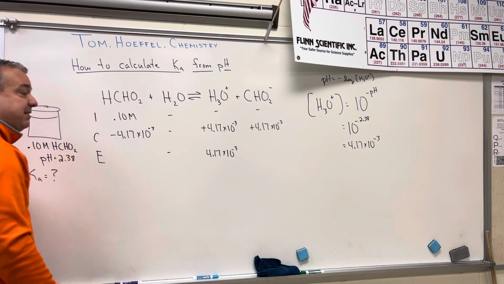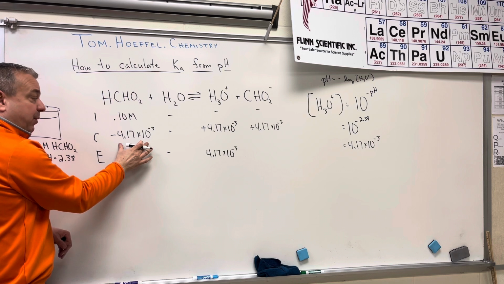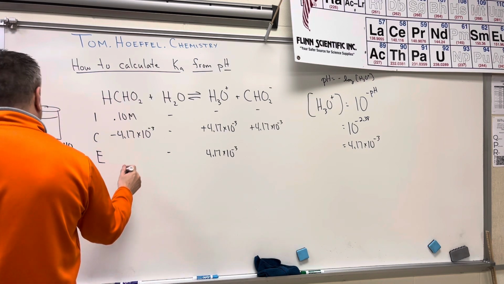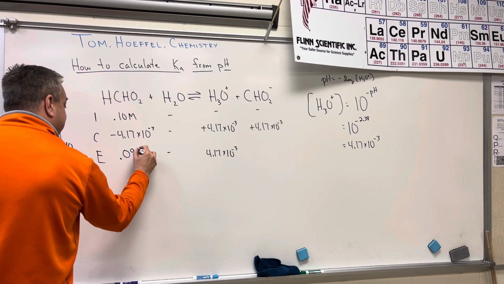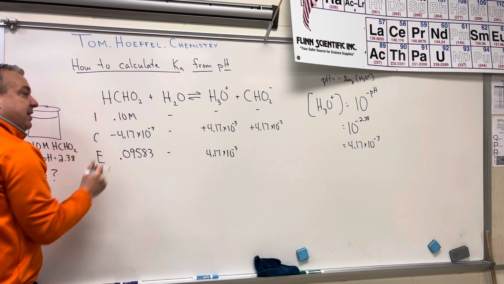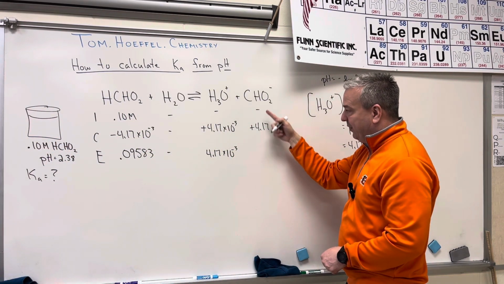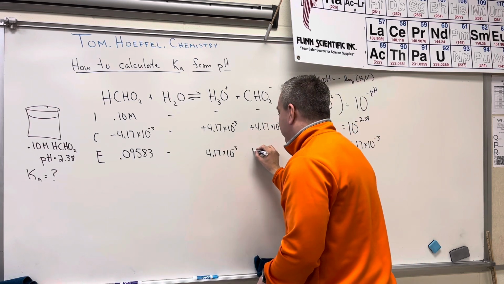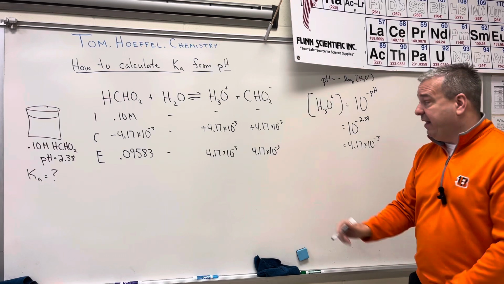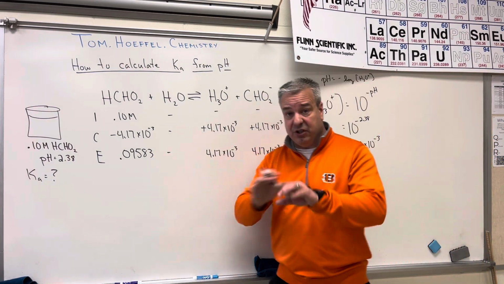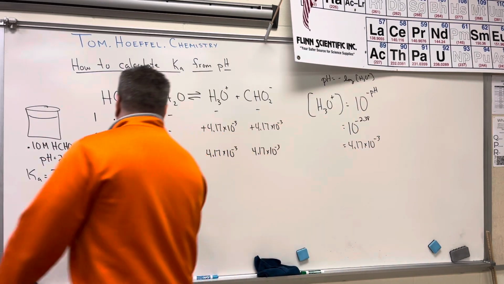Then it's just a little bit of addition and subtraction. We're going to take 0.1 and subtract 4.17 times 10 to the negative 3, and when you do that, you get 0.09583 if you plug this into your calculator. Obviously, this math we can do in our head. If it starts at 0 and goes up by 4.17 times 10 to the negative 3, then this number is going to be the same value. And if we have all of our equilibrium positions numerically, then we can calculate the K value.